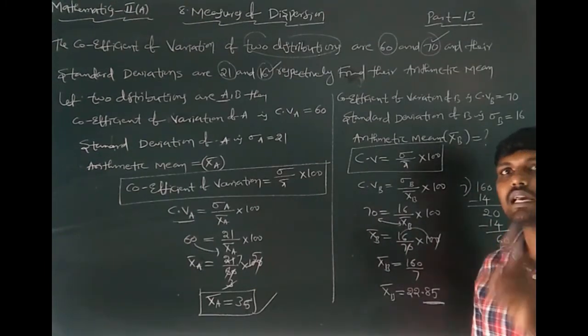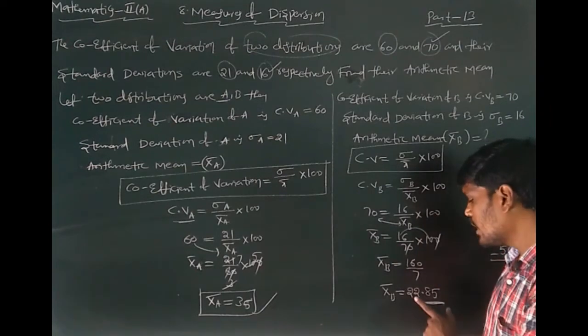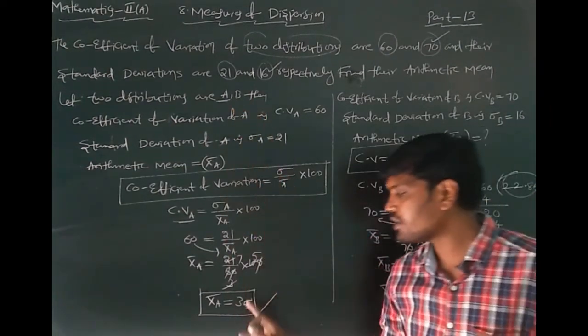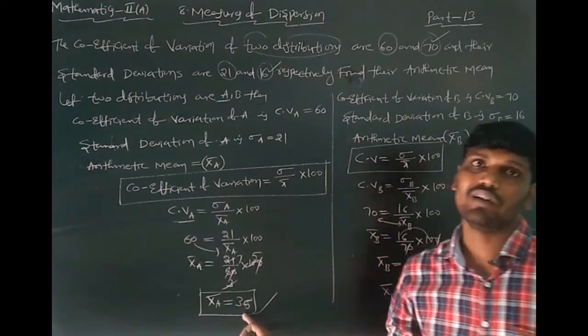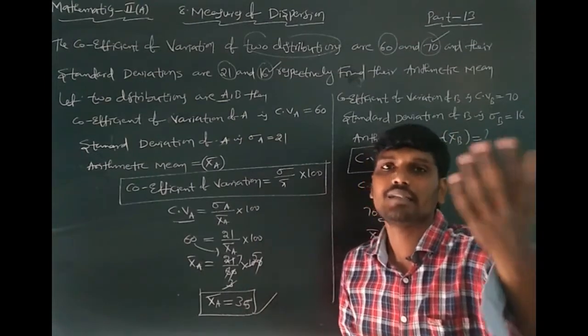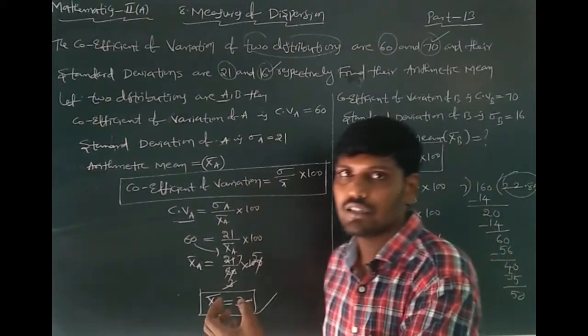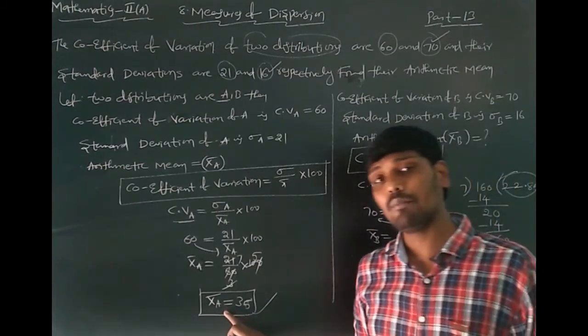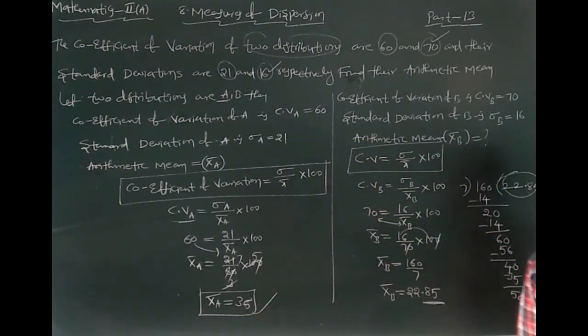Therefore, the arithmetic mean of the second distribution is 22.85. The arithmetic mean of the first distribution is 35. I am taking A, B as any two distributions. A is the first distribution, B is the second distribution. That's why you can write the first distribution as x suffix A bar, and the second one as x suffix B bar.